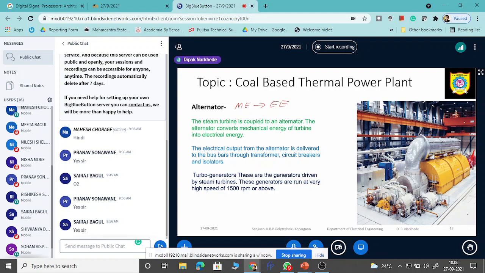Nilesh, Rushikesh, Meeta, Mahesh, Sairaj, what will the alternator do?